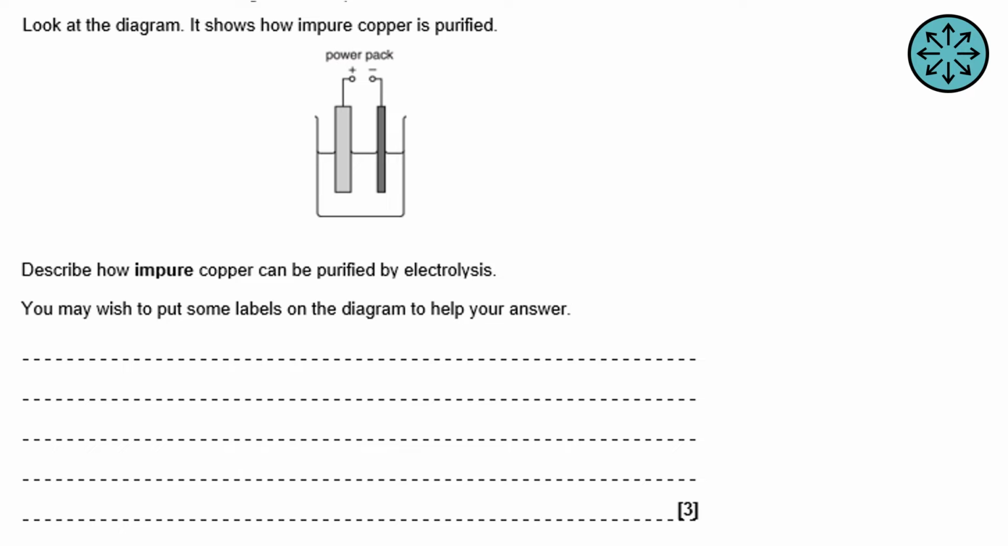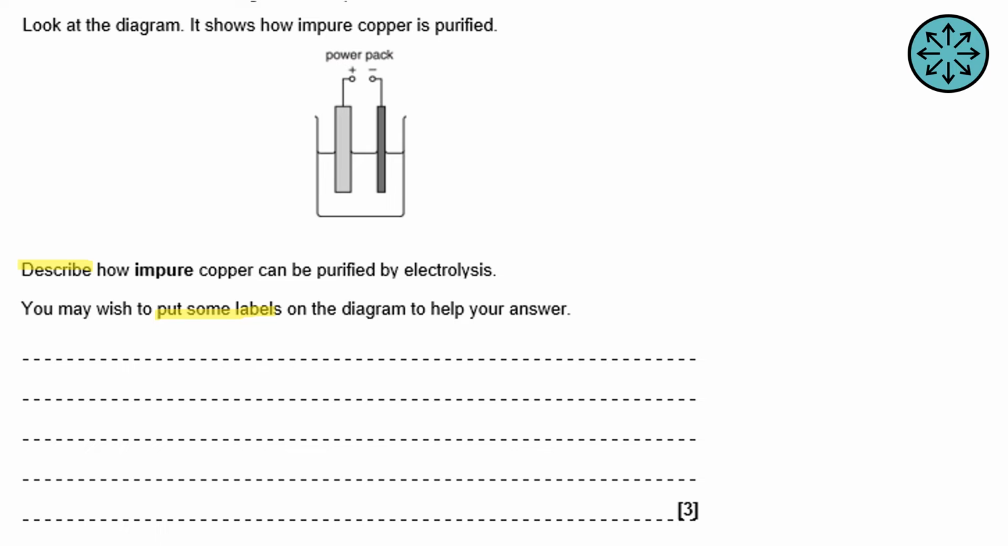Okay, so this question is suitable for everyone. I'd like you to pause the video and have a go for yourself, please. So if we look at this question, the command word is describe, and it says you may wish to put some labels on the diagram to help your answer. What am I describing? How impure copper can be purified by electrolysis.